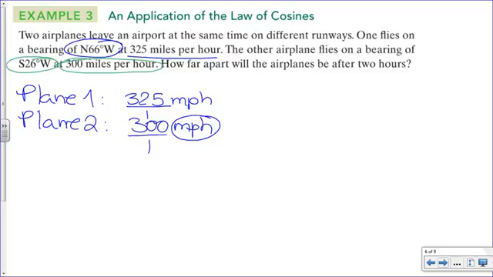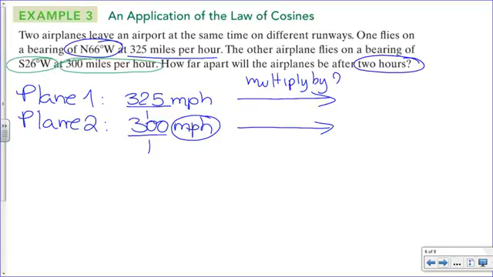So now they're flying for 2 hours, right? That's the question. How far apart will the airplanes be after 2 hours? So I think we need to multiply by 2, so that we know what's the distance traveled in 2 hours. So 325 multiplied by 2 will give us 650. Then 300 multiplied by 2 will give us 600.